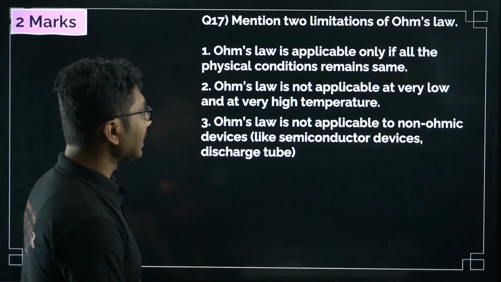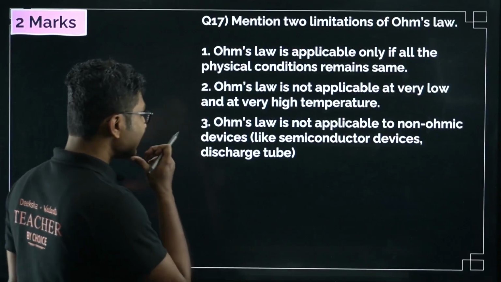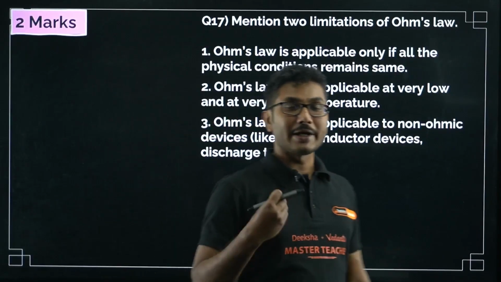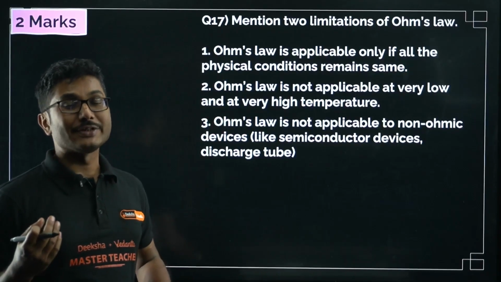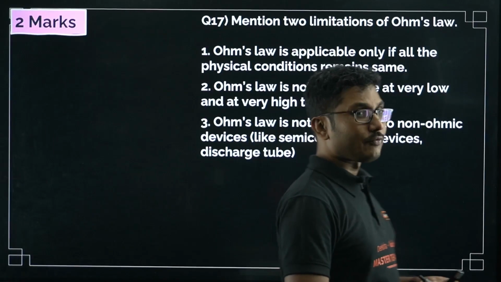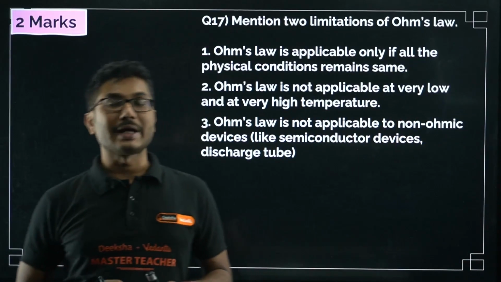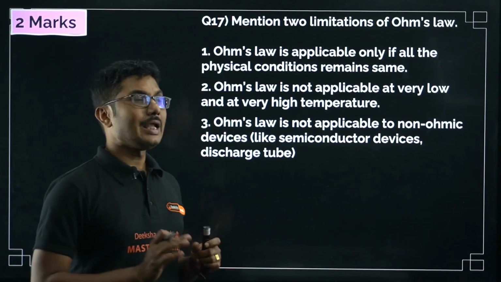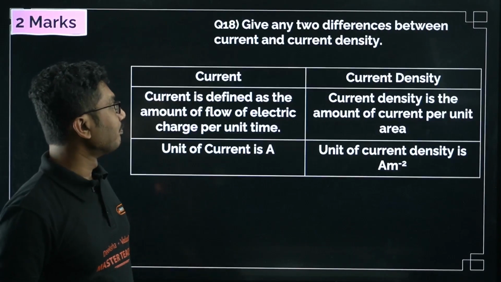Ohm's law is not applicable to non-ohmic devices like semiconductor devices, discharge tubes. They are specifically some kind of materials where I and V is not unique. I versus V graph is not unique. Okay, for single I you can have multiple V's. Similarly, for a single V you can have multiple I's. So that's why they are called non-ohmic conductors, and Ohm's law is not applicable to them.